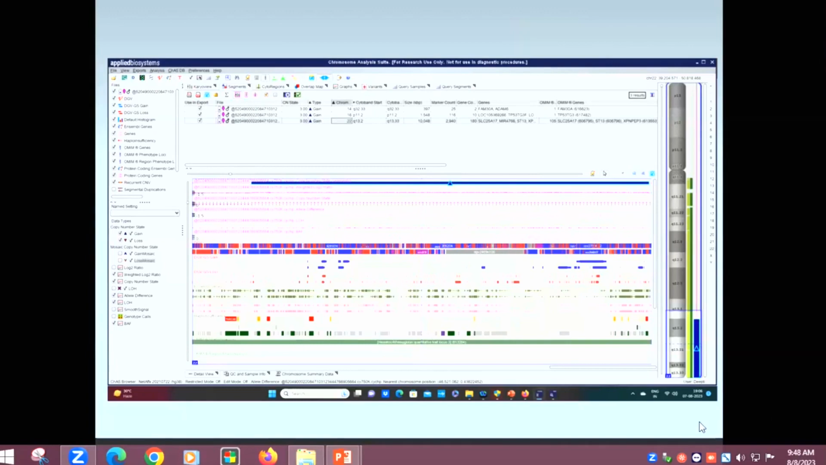Okay. So here the duplication was involving 22q13 region detected on microarray, and the size of duplication is 10 MB. So it might be picked up by karyotype also.